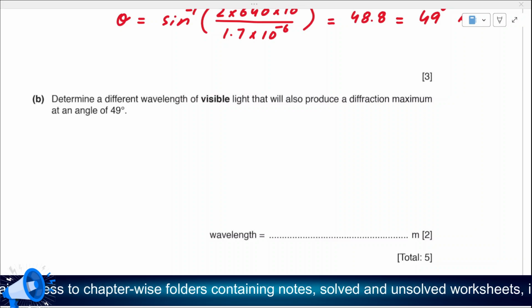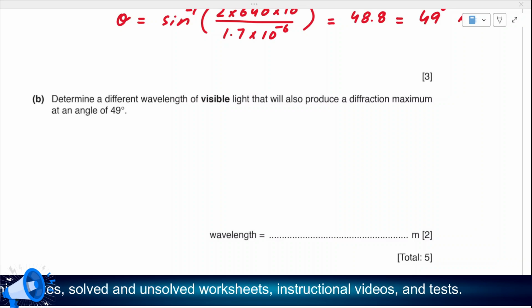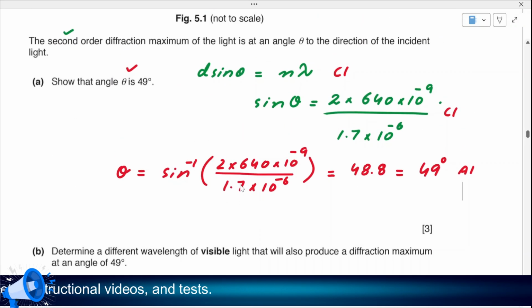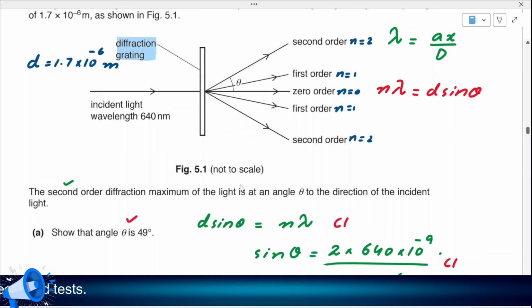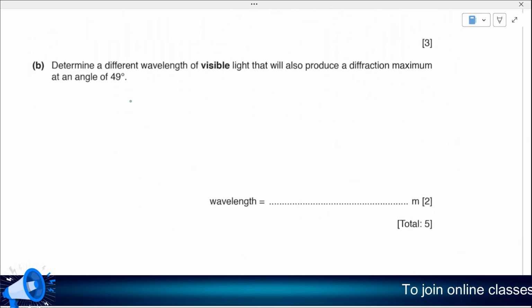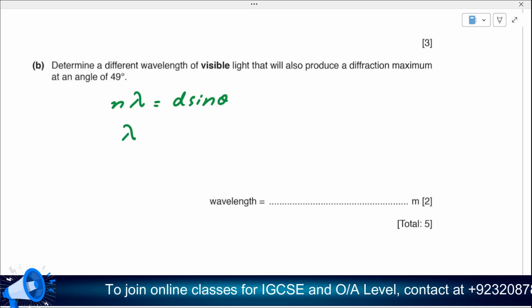So I'll just simply change the value of n, and from n equals 2, I can increase the value of n to the next order. So n lambda equals d sine theta. Lambda needs to be found out.